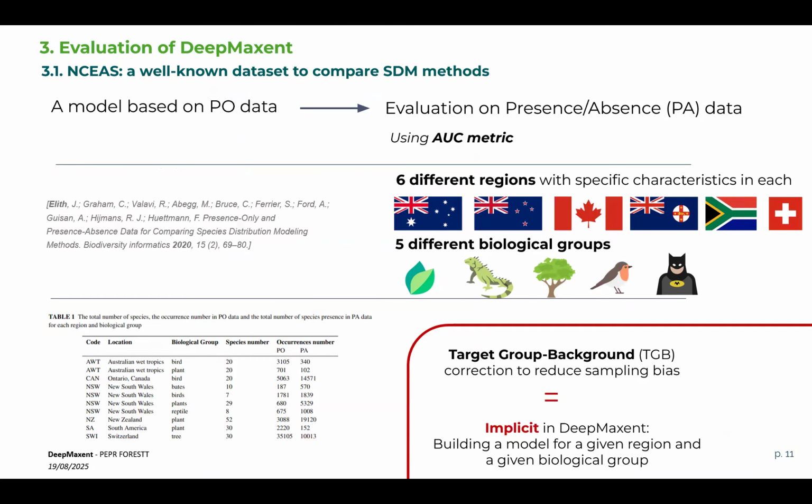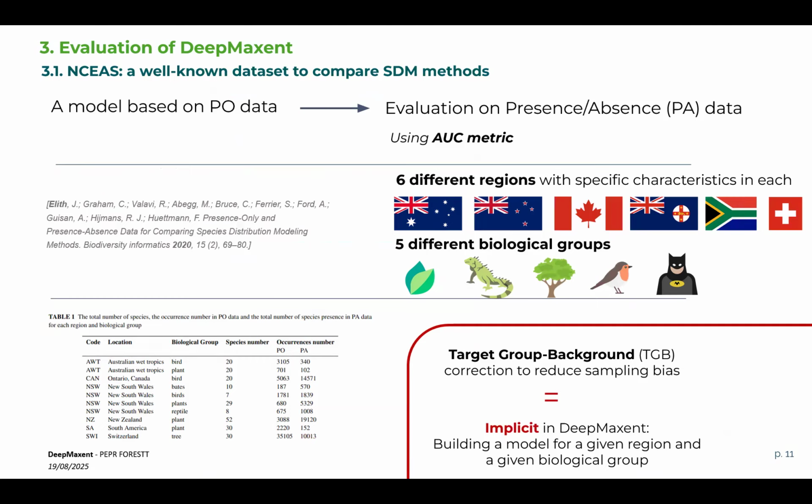It's important to note that when we build a model for a given region and a given biological group, the target group background correction is implicitly applied in DeepMaxent or other methods. This correction helps to reduce sampling bias. So Maxent already achieves a strong performance, but DeepMaxent further improves the results a little, even on relatively small data.